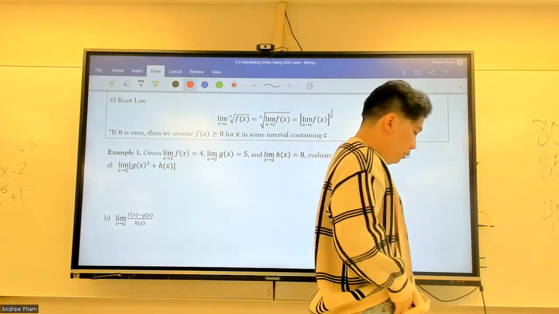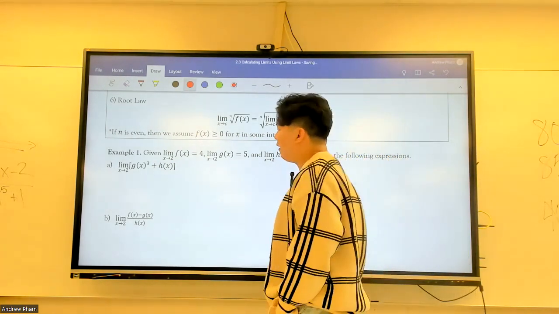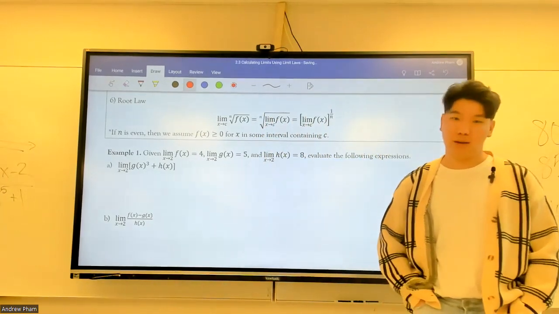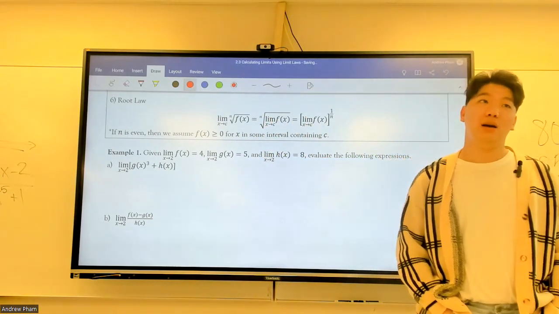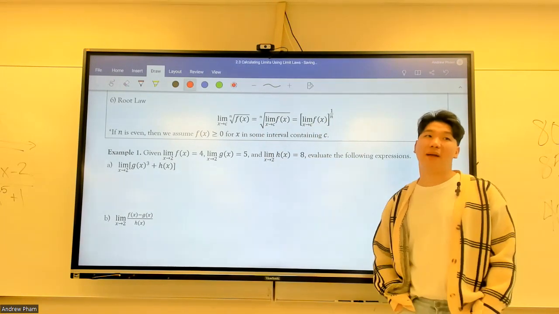All right, so looking at part A, like I said, we have the limit as x goes to 2 of g of x cubed plus h of x. So looking at this, which limit laws do you think I will be applying for part A from that list of 6?